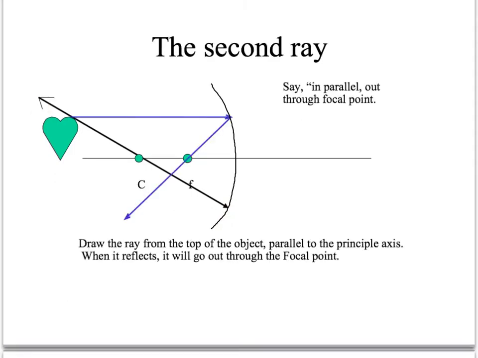The second ray goes in parallel, so we're still starting at the top of the object. All of our rays are going to start at the top of the object. We're going to go in parallel to the principal axis, so see these distances are the same, and out through the focal point. In parallel, out through the focal point. Notice the arrowhead drawn on our arrows.